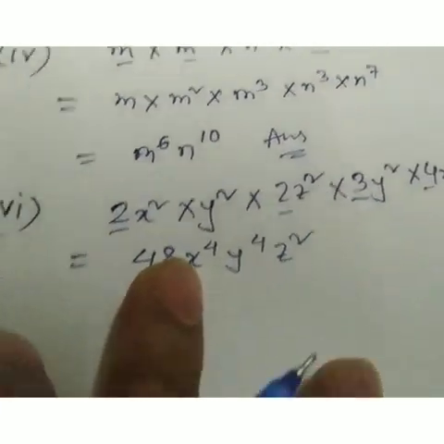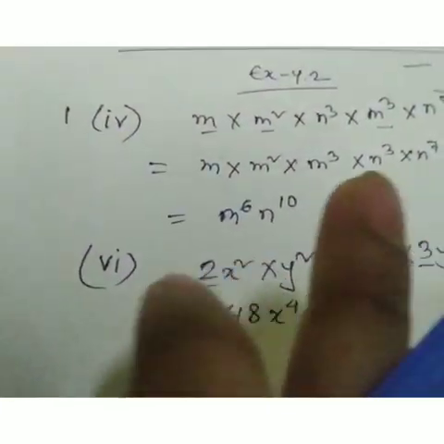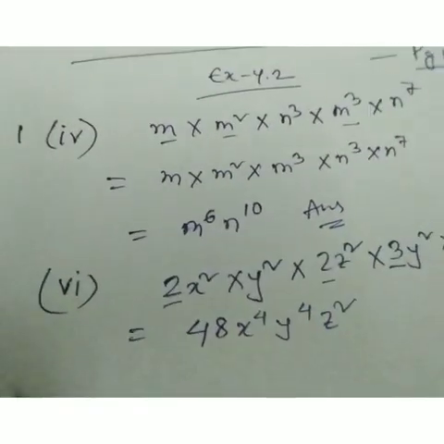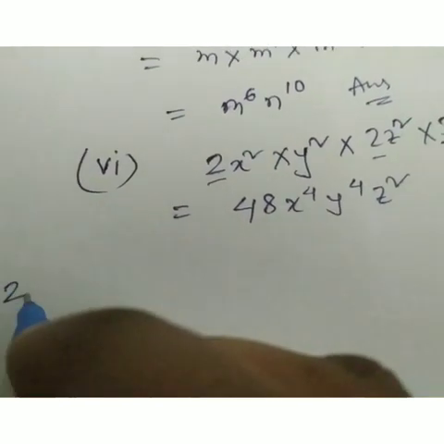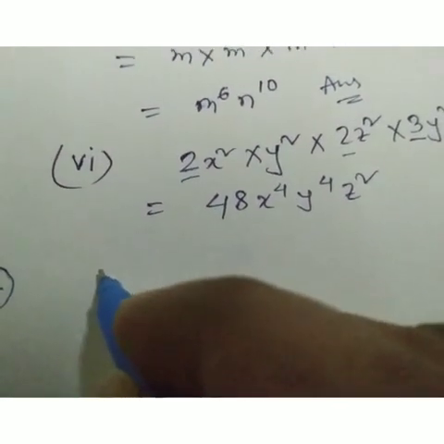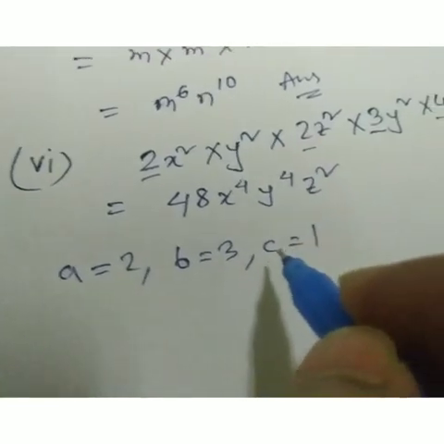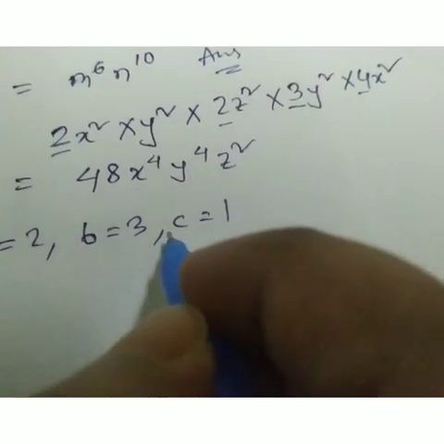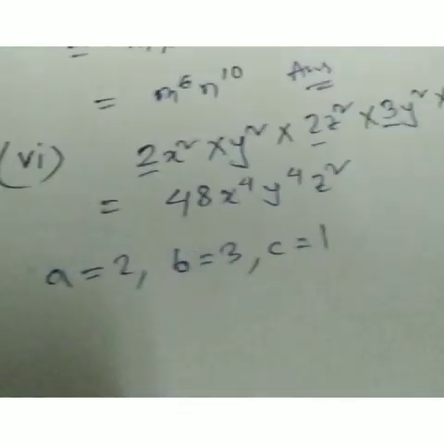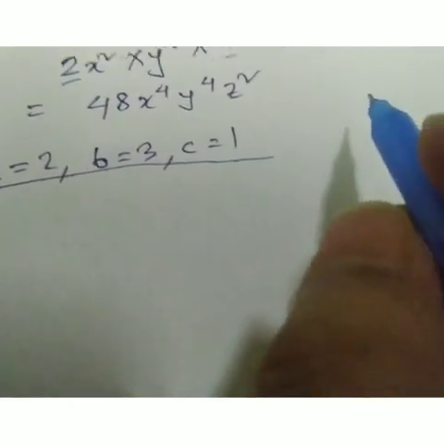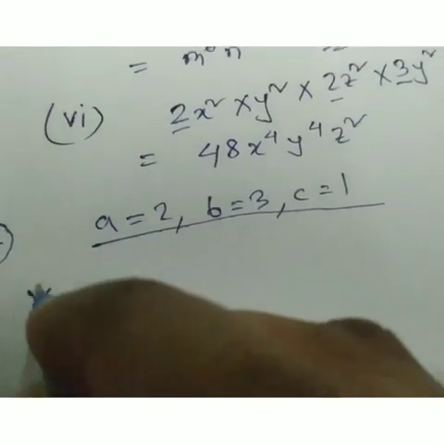I'll give you the homework later on, no problem. So this is from number 1. Let's try some from number 2. In number 2, there is a condition: if a equals 2, b equals 3, c equals 1, then find the value of each of the following expressions. So this condition is given: a equals 2, b equals 3, c equals 1. Let's try number 5 from 2.